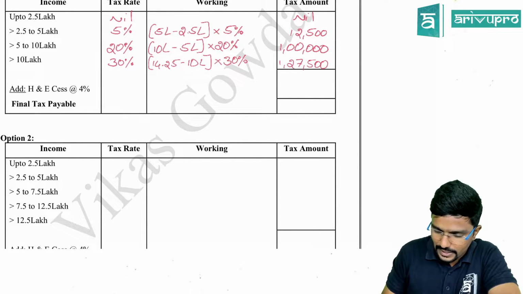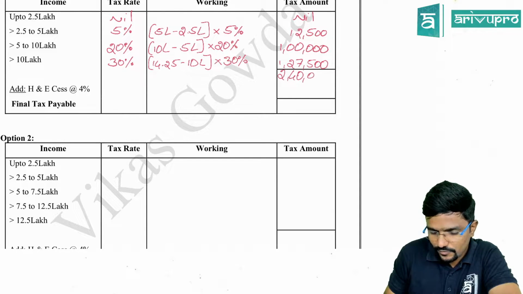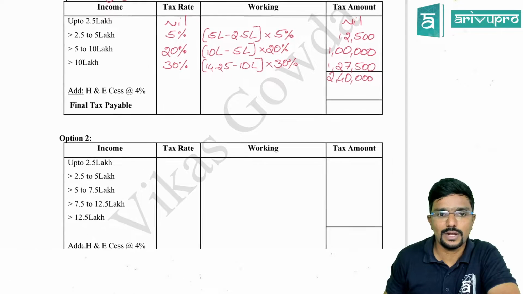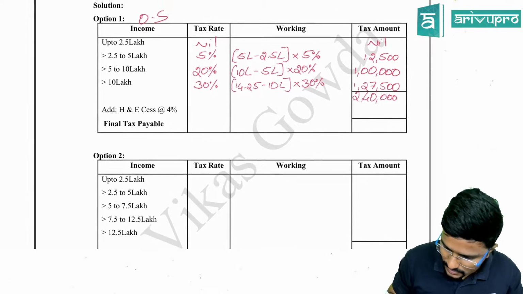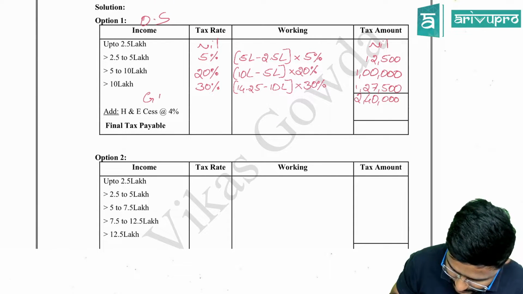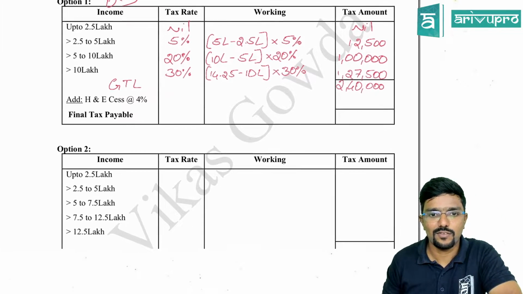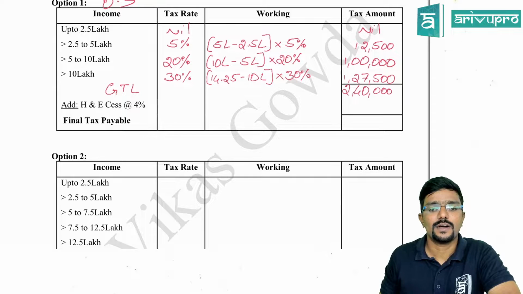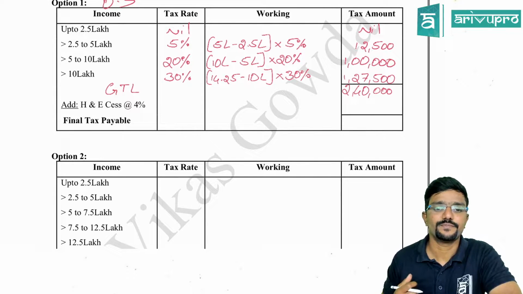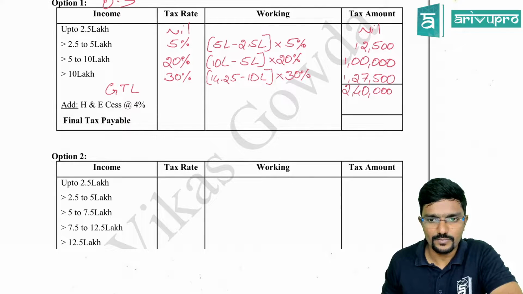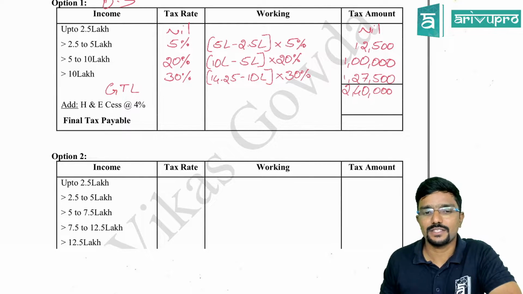So total is 2,40,000. I can call this the gross tax liability. 2,40,000 gross tax liability. Clear, sir? Yeah. Next, check step by step.